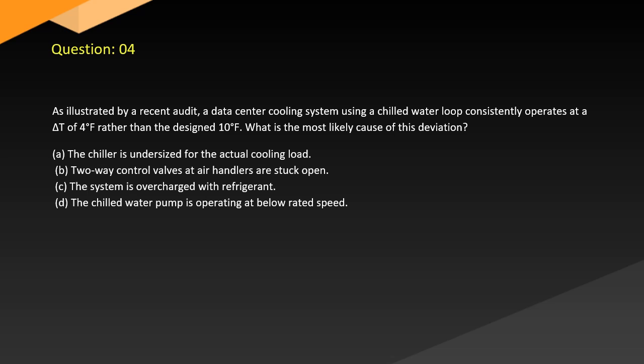Question 4. Illustrated by a recent audit, a data center cooling system using a chilled water loop consistently operates at a 4° ΔT rather than the designed 10° ΔT. What is the most likely cause of this deviation? A. The chiller is undersized for the actual cooling load. B. Two-way control valves at air handlers are stuck open. C. The system is overcharged with refrigerant. D. The chilled water pump is operating at below rated speed.